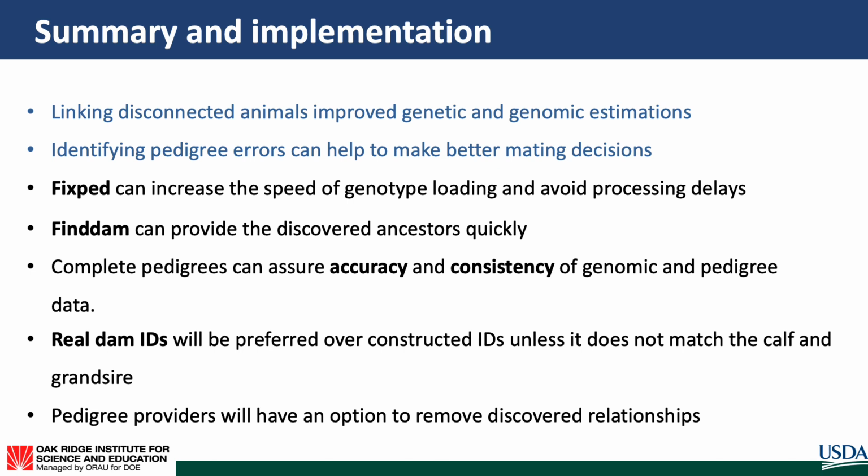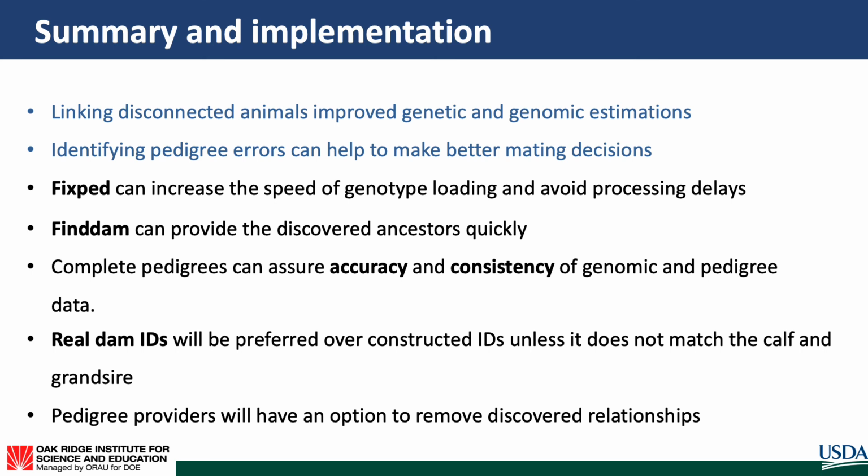As a summary, we can say that linking these disconnected animals, calves, with the rest of the pedigree improved the genetic and genomic estimations. Also, identifying early pedigree errors can help us make better decisions regarding mating, especially to avoid inbreeding. The implementation of FixPed can increase the speed of genotype loading and avoid processing delays, especially near deadlines, so the current uploading program can then only confirm if the reported ancestors are correct and avoid searching the whole database for relatives.